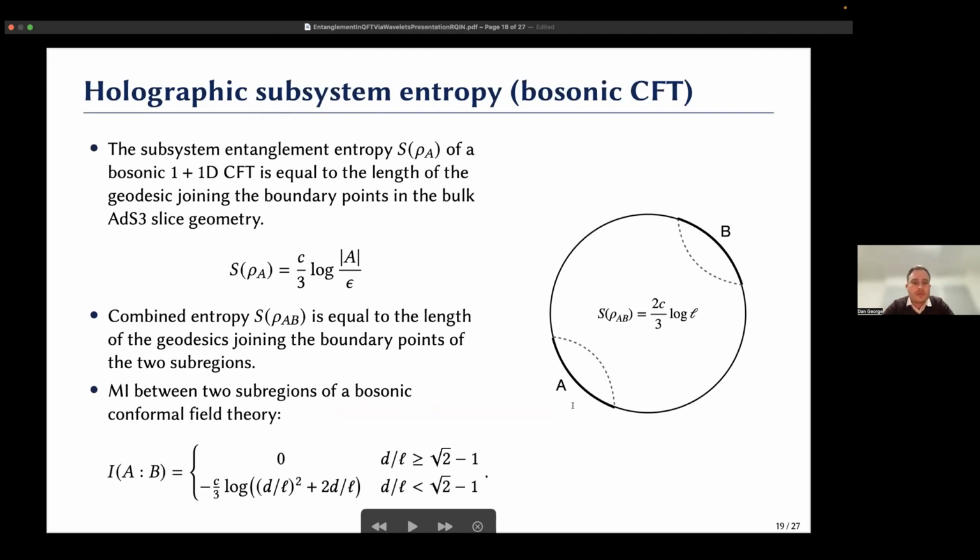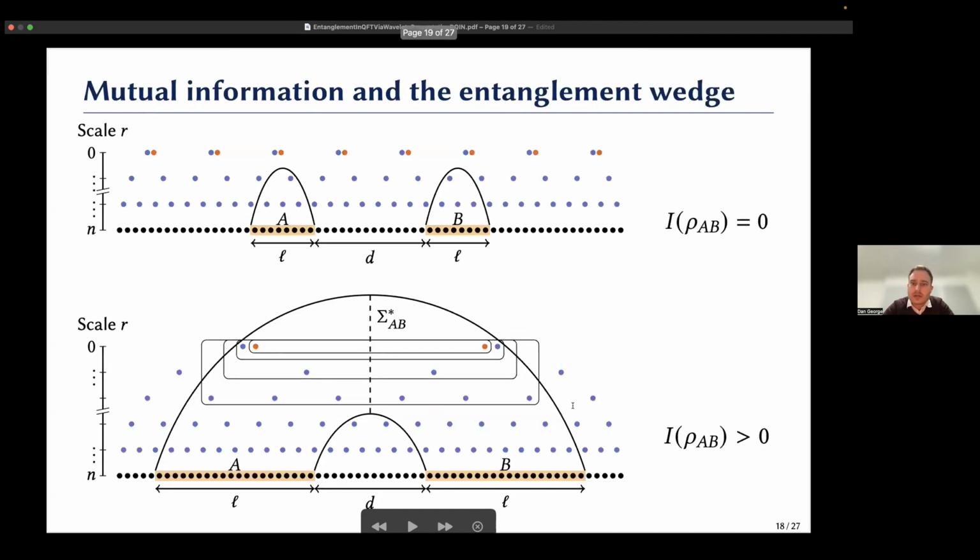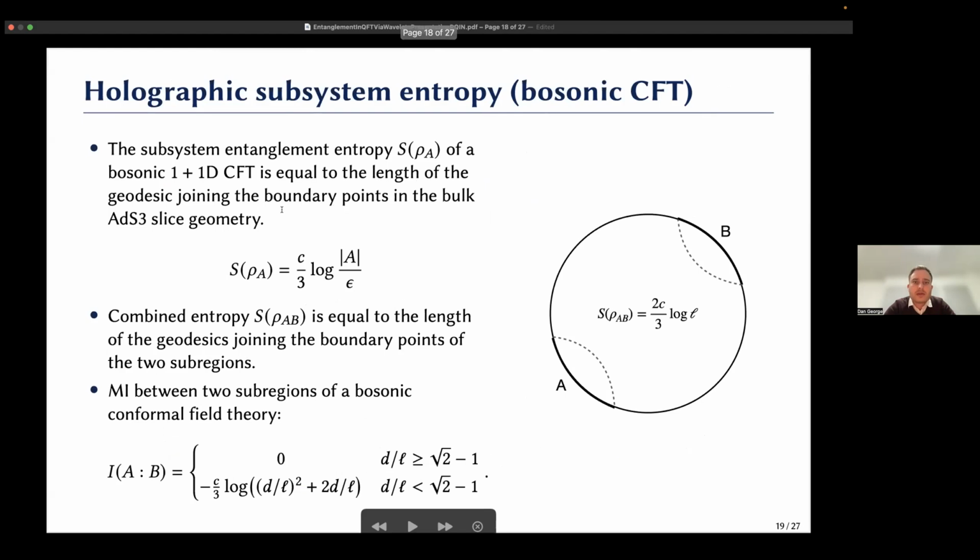And then in the remainder of the time, I'll just talk about the holographic subsystem entropy, and here the entanglement wedge. So the entanglement wedge is a geometric quantity when you've got two subsystems on the boundary. The subsystem entanglement entropy, or the combined entropy, is equal to the length of the geodesics joining the boundary points of both these two subregions.